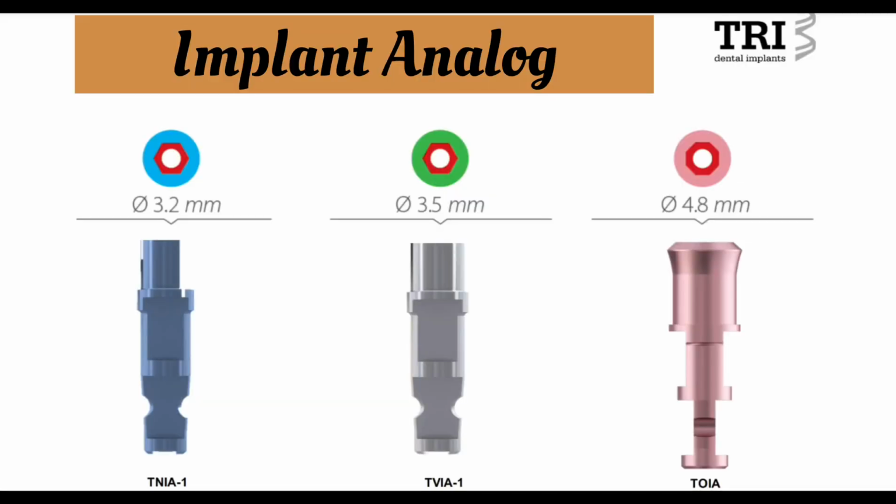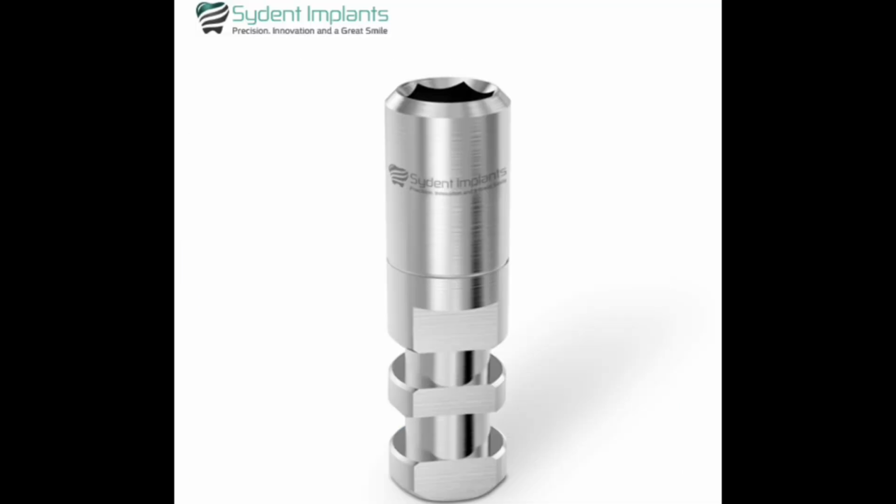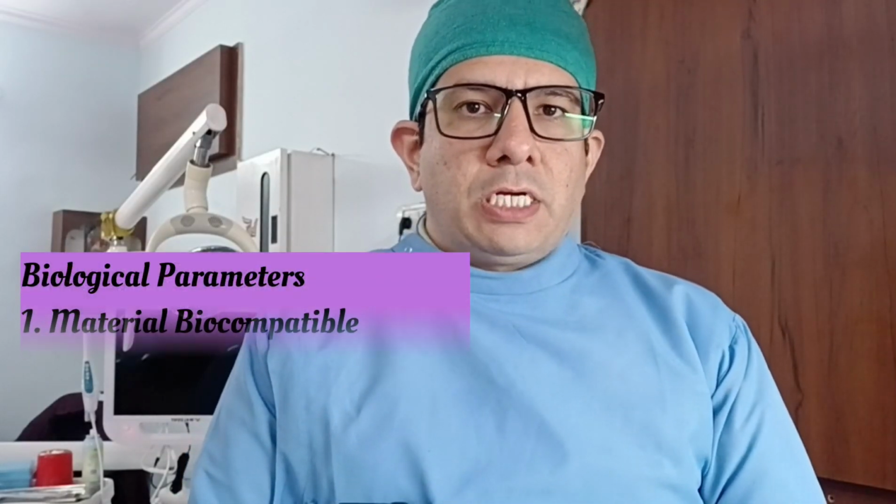Now we will discuss about implant analog. Implant analog is used in fabrication of master cast to replicate the retentive portion of implant body. So after impression is obtained, corresponding analog is attached to transfer coping and this assembly is poured in stone to fabricate the master cast. There are four biological parameters for implant acceptance.